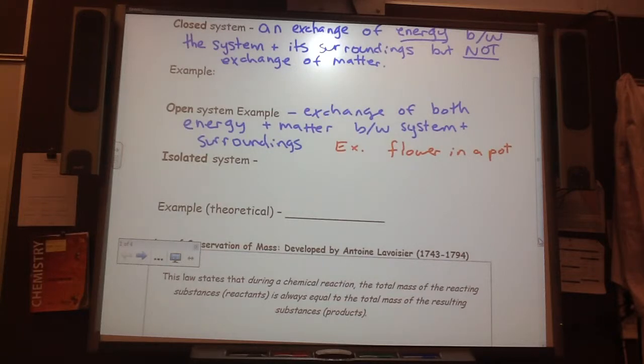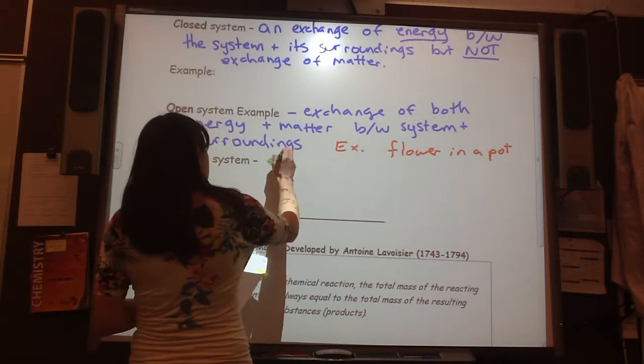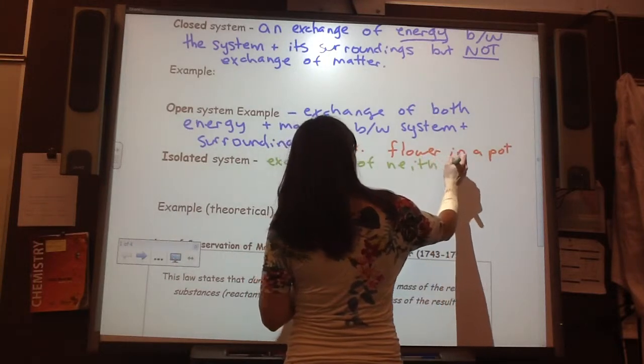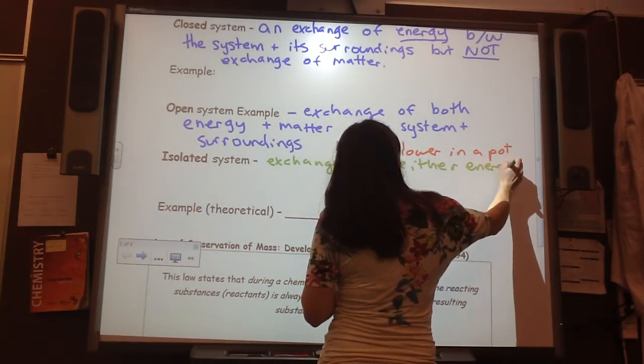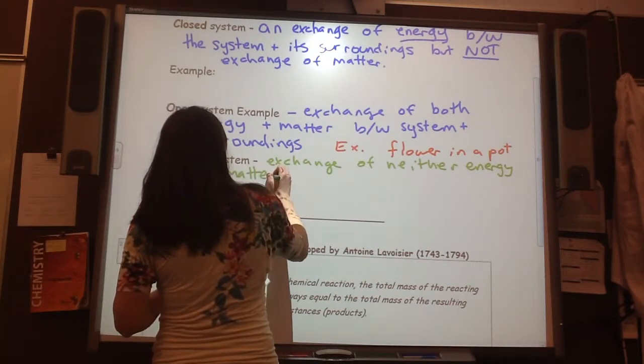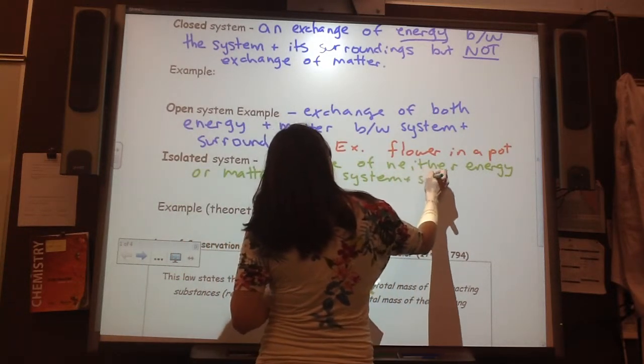So say, let's go with our bowl of soup example. We can have a bowl of soup and we can eat it, or we can put a little bit of extra salt in it. So we can add matter, we can take it away, and we can blow on it to get it cooler, or heat it up in the microwave and add energy. Now an isolated system is an exchange of neither energy nor matter between system and surroundings.